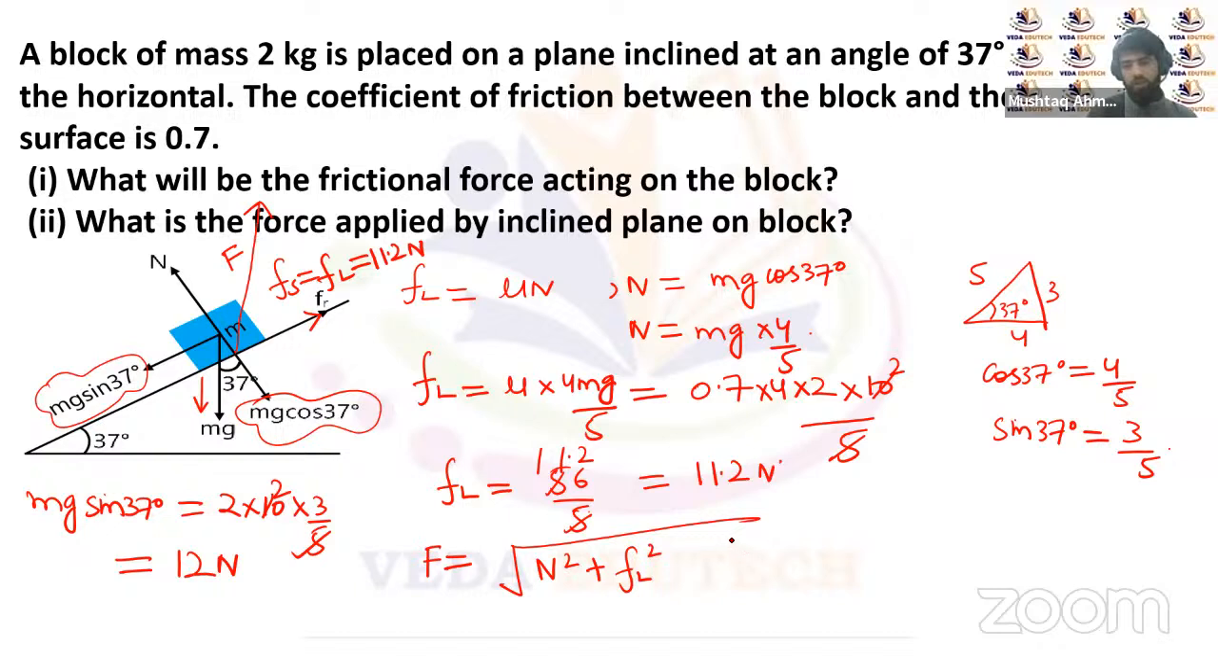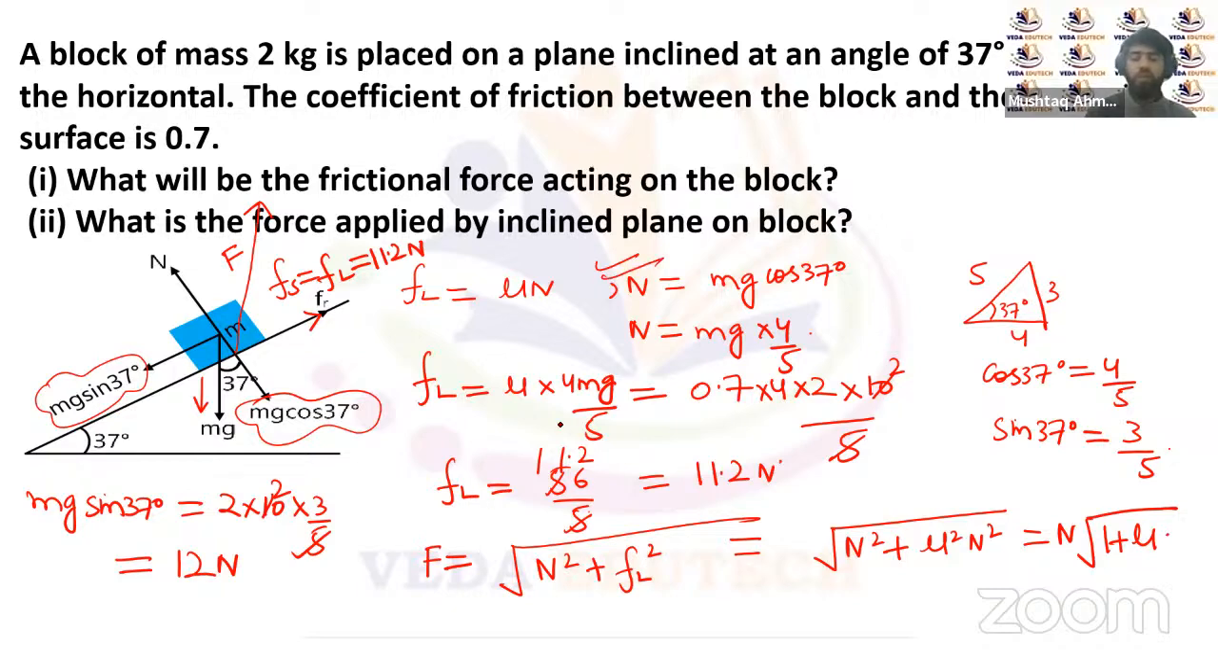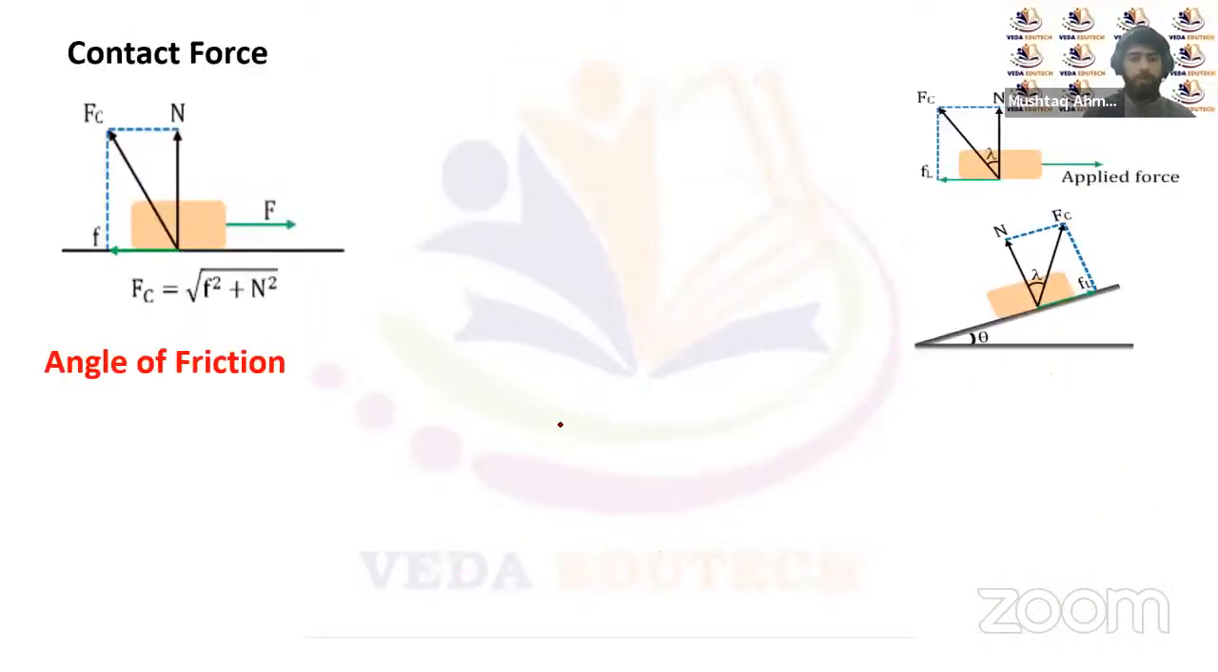Fl square. So if we substitute the value of N, and we know that Fl is actually mu N, it will be N square plus mu square N square here. Or we can write it as N under root of 1 plus mu square. So this will be the value of the contact force or the force applied by the inclined plane on the block. You can substitute the value of mu here, that's 0.7, and you can calculate the value of N from this equation, to get the value of the total net contact force by the inclined plane on the block.